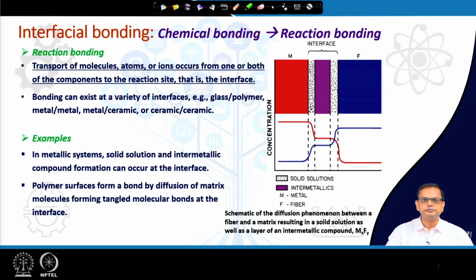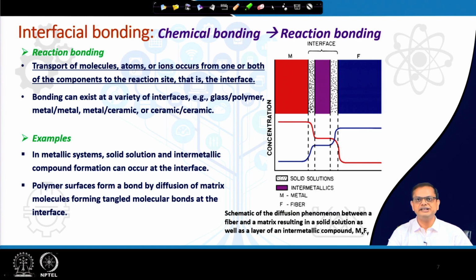Okay. Now, coming to reaction bonding. In reaction bonding, as we all understand, there will be reaction at the interface. As you can see here, this is metal matrix, this is your fiber, and in between that we have an interface, and this interface has three layers. The two outer layers are basically the atomic dissolution layer or diffusion layer, where we have solid solution formation.